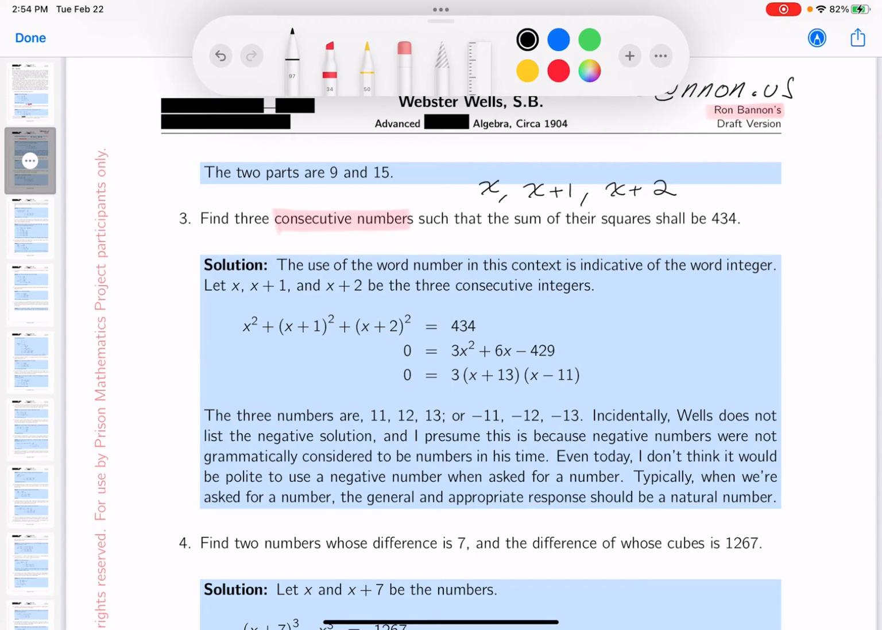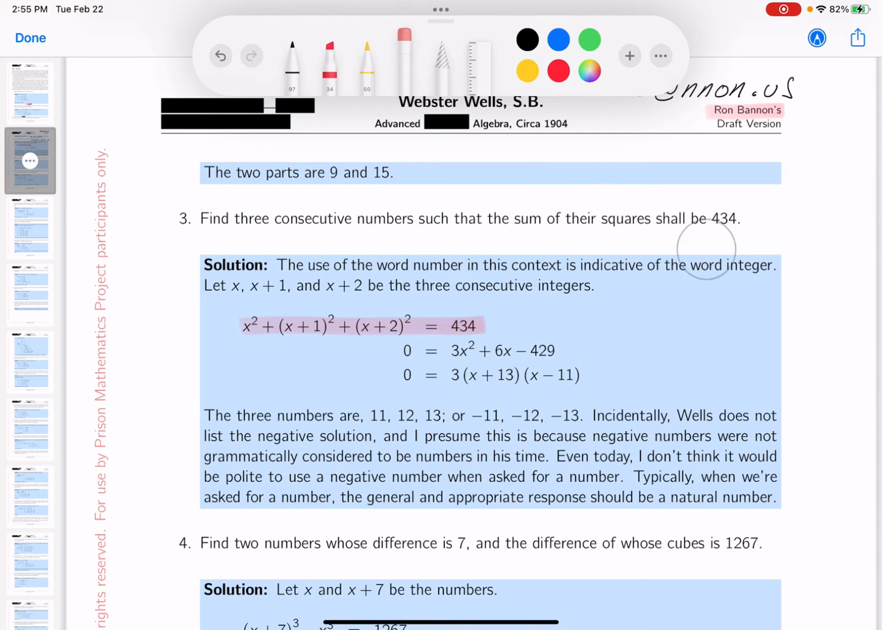All right, what do they say? The 3 consecutive numbers such that the sum of their squares. Well, if you wrote that down, the sum of their squares would be x squared plus x plus 1 squared plus x plus 2 squared. And they say that equals 434. All right, I want to just go to the key now. We're trying to study the material. Now, if I go to the key, I do talk about this. The use of the word number in this context is indicative of the word integer. Then I said let x, x plus 1, x plus 2 be the 3 consecutive integers, and then I write the equation down. So I got to my first milestone.